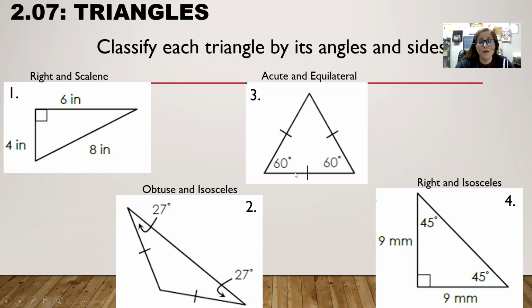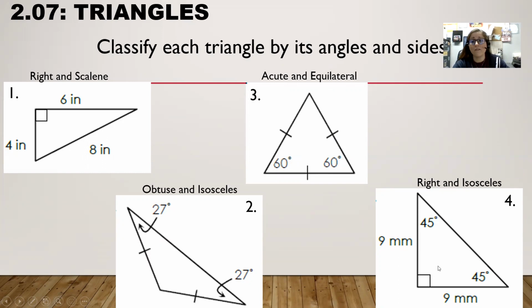Question number 3, we can see that we've got a 60-degree angle and a 60-degree angle labeled. This last angle, you can look at that and you can see that that's not going to be bigger than 90 degrees. So we would actually say that all 3 of these angles are less than 90 degrees. So it's an acute triangle. And then each of these sides has a tally mark showing that they are all equal to one another, which means that all sides are equal. It's an equilateral triangle.